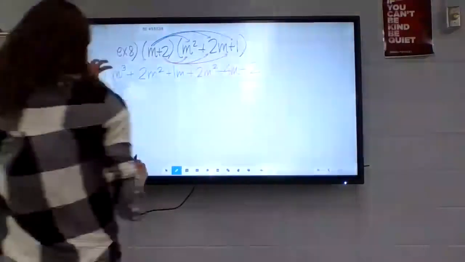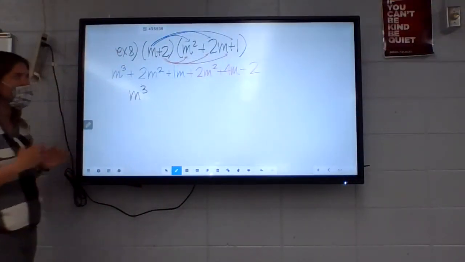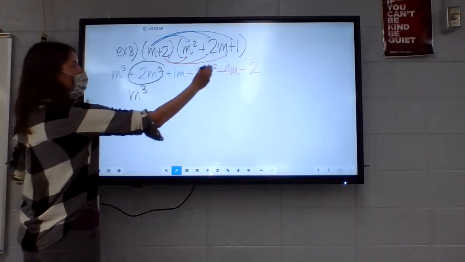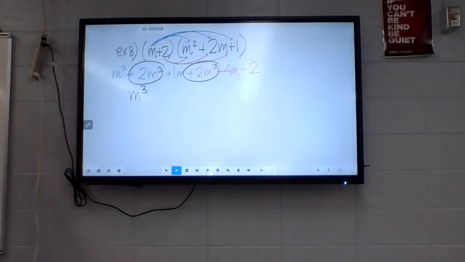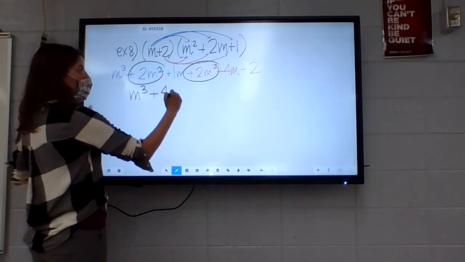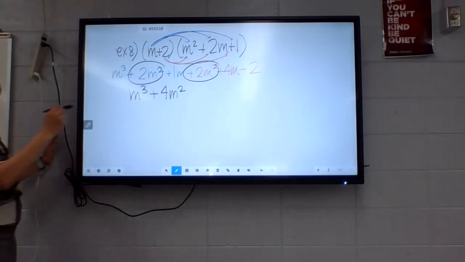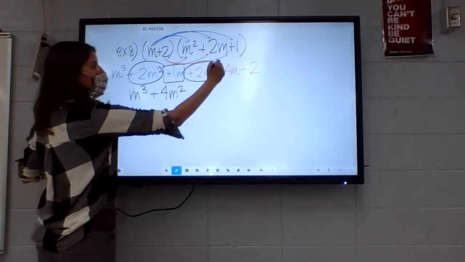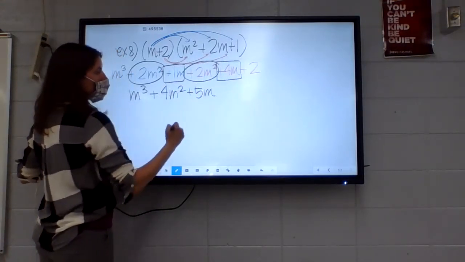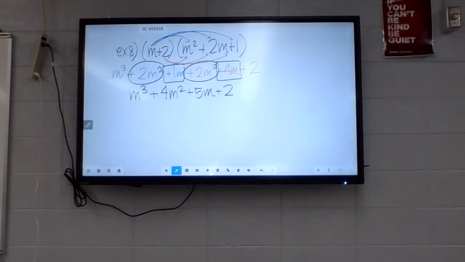So if you notice, m to the third doesn't have any like terms, so I'm just going to write that first because that's the highest power. Those are like terms. 2m squared and 2m squared is going to be 4m squared. Remember, we're adding. And positive 1 and positive 4. And then just the plus 2 at the end. Okay.